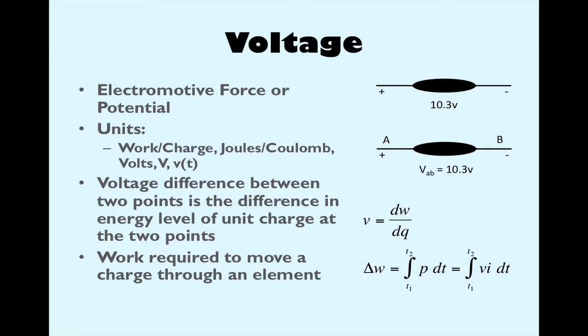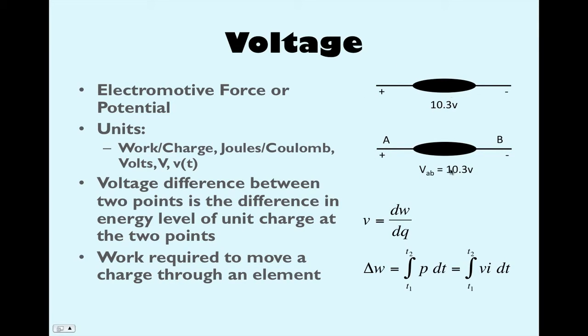Next, let's talk about voltage. Voltage can either be called the electromotive force or potential. If we look at units, we can define this as work over charge, or joules per coulomb, or volts. And as you can see from this relationship equation right here, voltage is the change in work over the change in charge. And that's how we defined it earlier. Voltage difference between 2 points is a difference in energy level of unit charge at those 2 points.